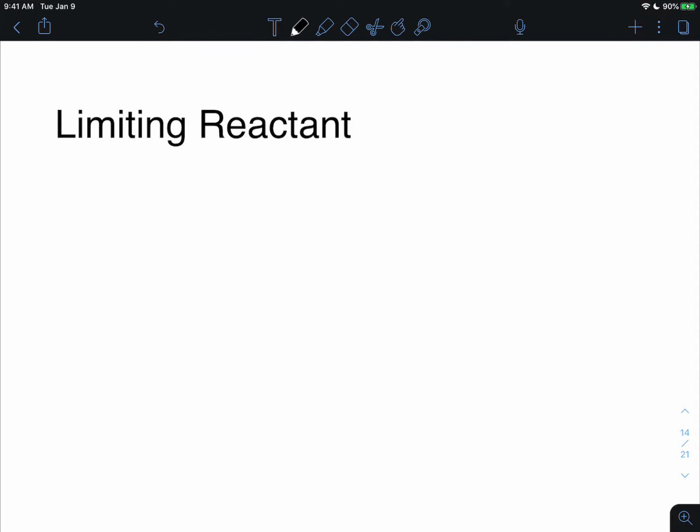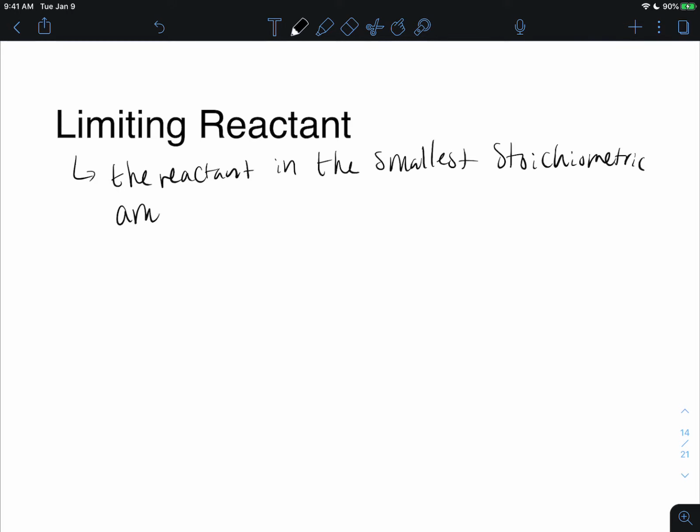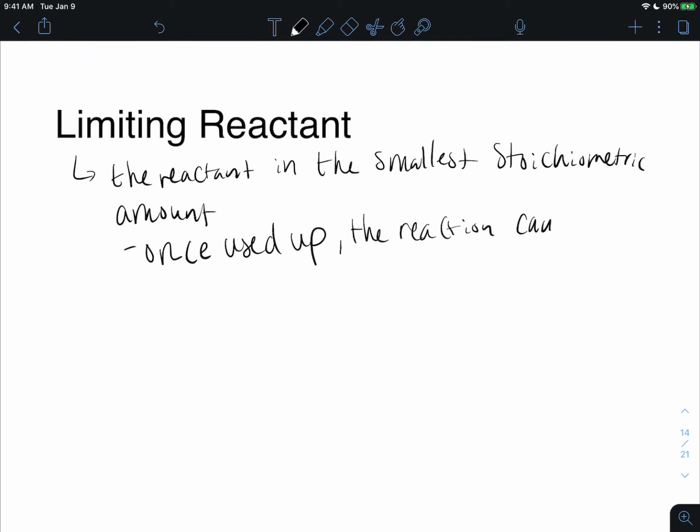We can have one thing in excess, and almost always there's going to be at least one thing in excess. And then there's going to be something called the limiting reactant. The limiting reactant is the reactant present in the smallest stoichiometric amount. So it's the one that gets used up first. Once it gets used up, the reaction stops. Like in the case of the s'mores, once you use up the chocolate, it's no longer s'mores. It's just a marshmallow and a graham cracker. So it's something different. Once we've used up our limiting reactant, we can no longer have a reaction continue.